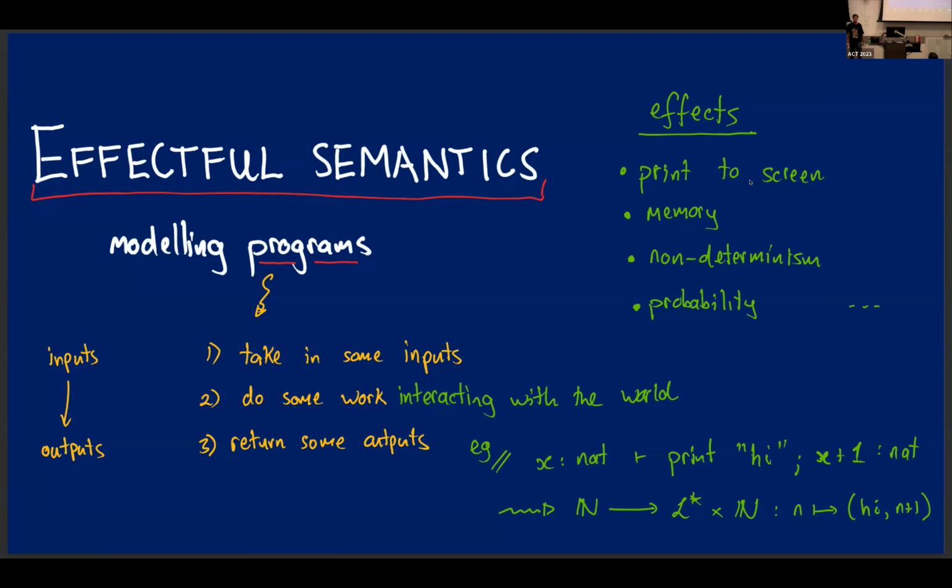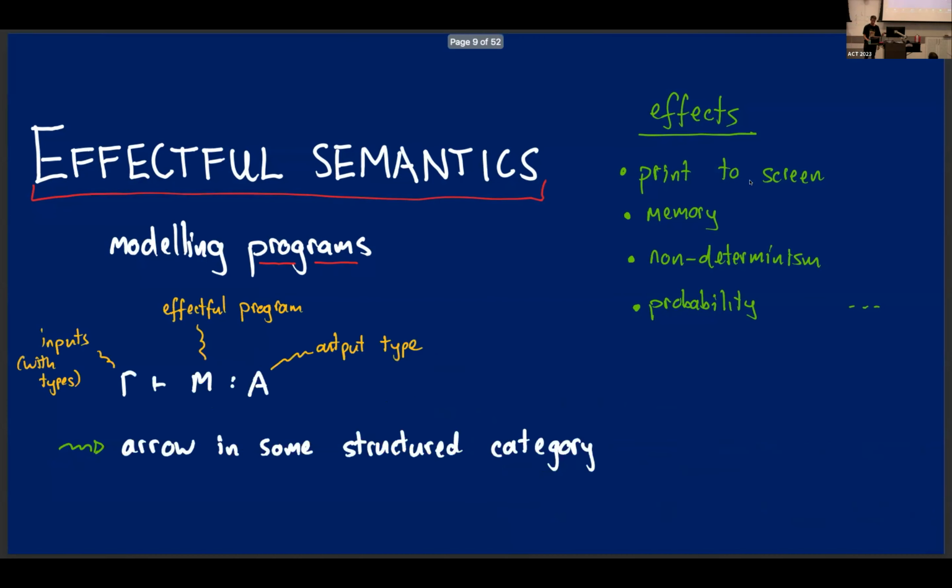Okay, so when we're doing semantics, we're modeling programs as arrows in a category, but we want to think of them as arrows in some slightly more structured category than maybe just sets. And the structure that is there is going to be important. If you think of it in a more general, abstract way, written in this type theoretic style, we have some inputs, gamma, and they all come with types. We have some effectful program, M, and we have some output type A. And we're going to model this as an arrow from the interpretation of gamma, or the meaning of gamma, to the meaning of A in some suitable category.